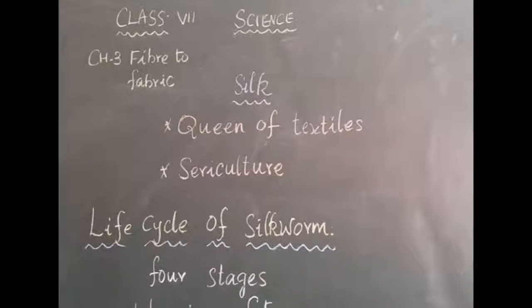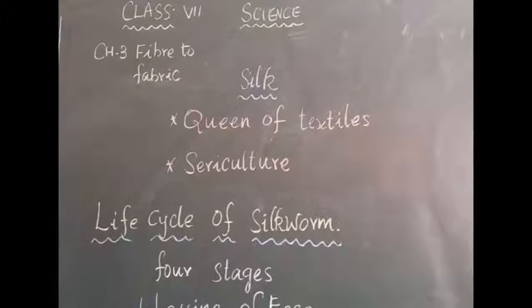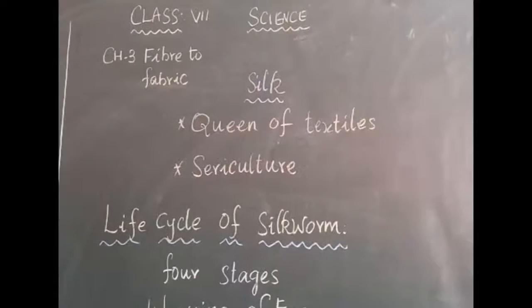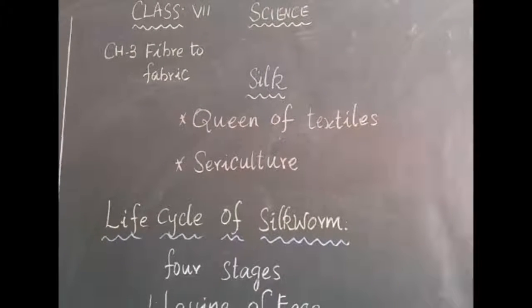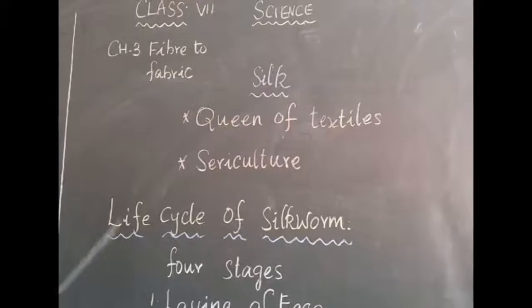Hi children, so in the previous classes we have studied the animal fibers, wool and silk. We have studied wool in detail, the process of wool fibers, how we make wool fabric, and the process flow chart. Next we are going to study silk.